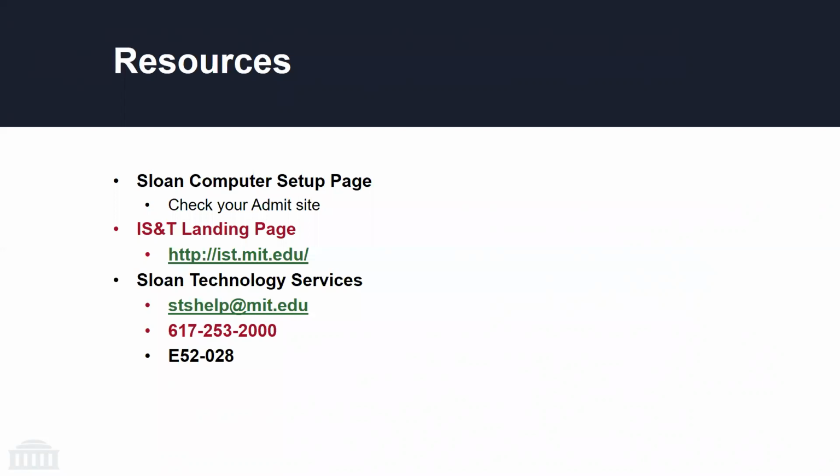Question says, where in the admin site is Outlook configuration found? There should be a couple sections. I believe it's under the setting up your computer, and there should be a portion to download Office and then a portion to configure Outlook.